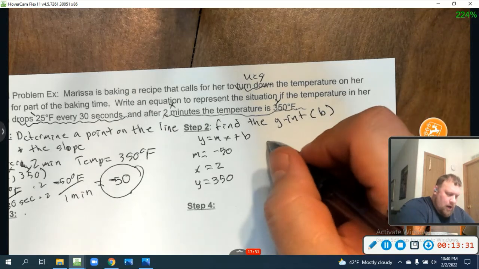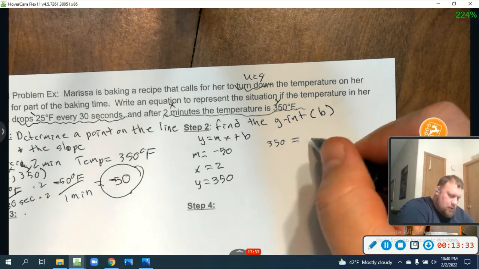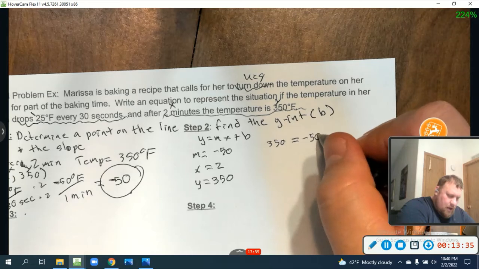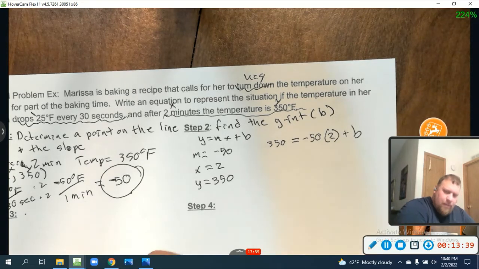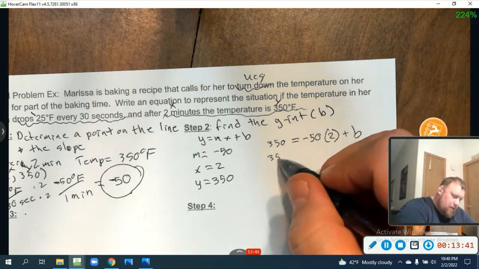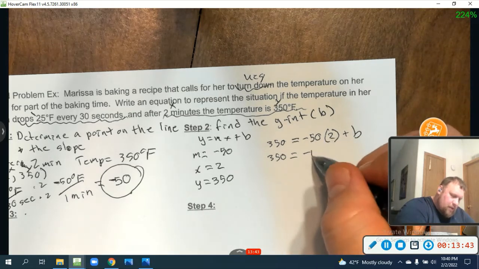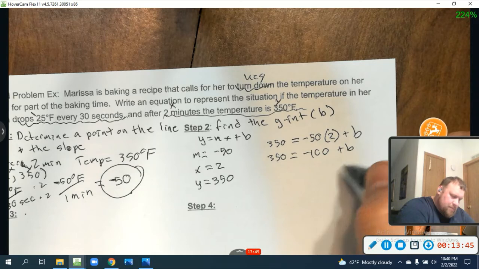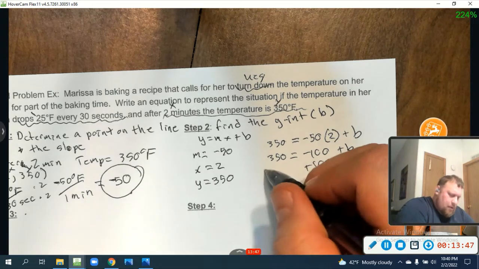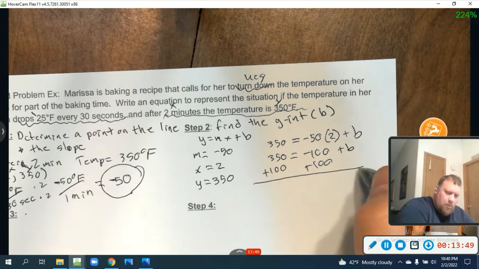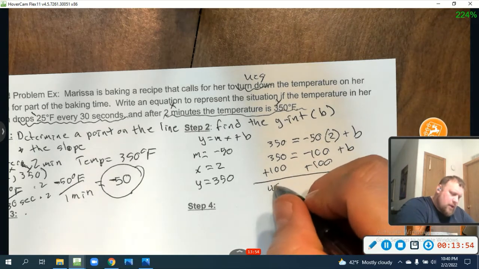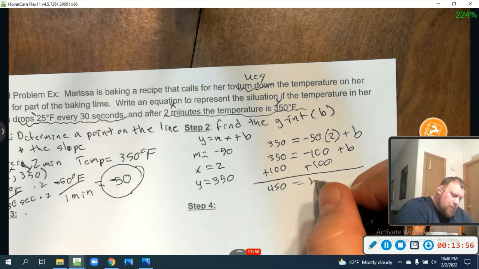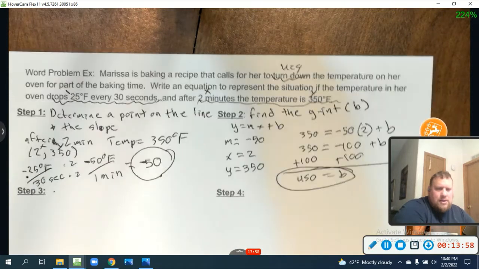So I'm going to have y, which is 350, equals my slope, which is negative 50, times my x value of 2 minutes, plus b. Let's multiply that out. 350 equals negative 100 plus b. We're going to add 100. And it makes sense that the starting value is bigger, because if we're going down over time, it would have had to start out at a higher value. That's going to give us 450 is equal to our b value, which leads us to step 3.